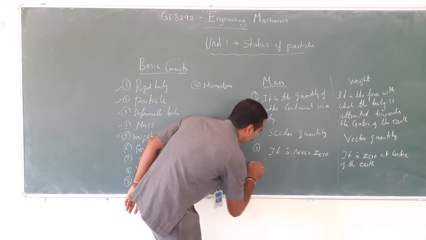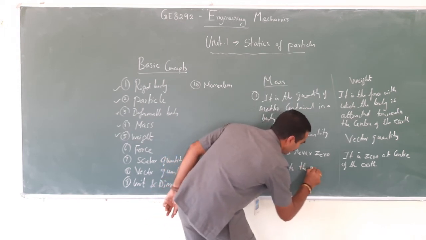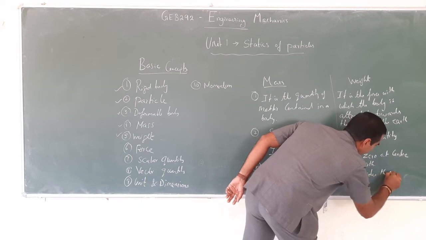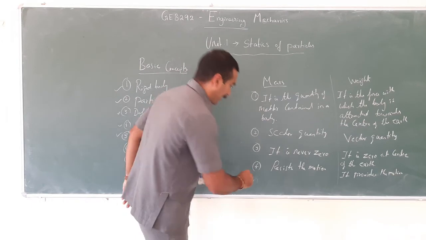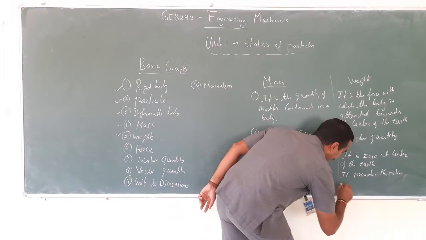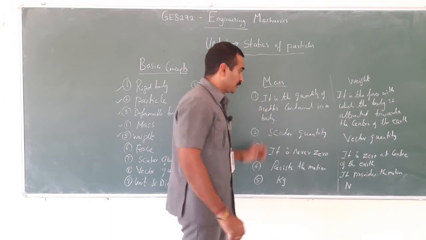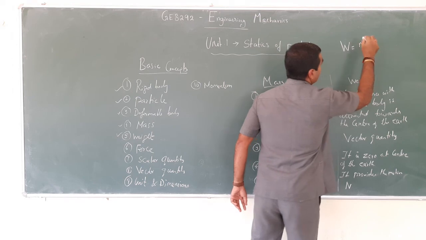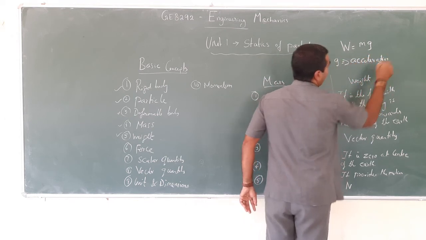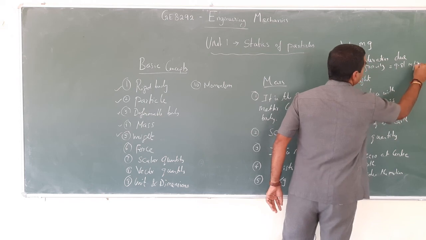And the fourth one: mass resists the motion, whereas weight provides the motion. The unit of mass is specified in kg, whereas weight is specified in Newton. So the formula for weight is m into g. M is the mass of the body, and g is the acceleration due to gravity, which is equal to 9.81 meter per second square.